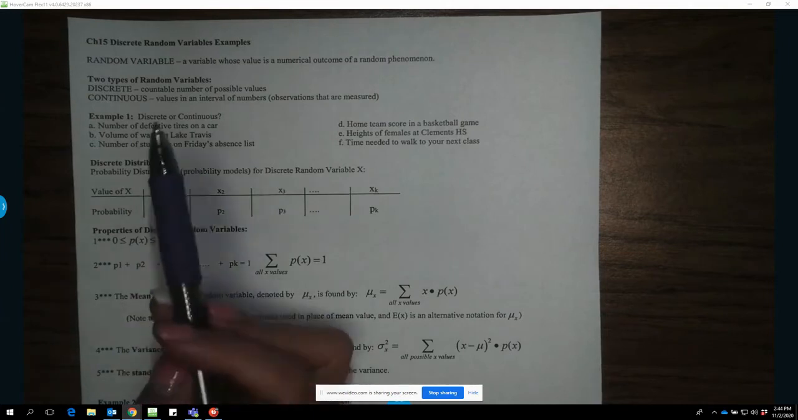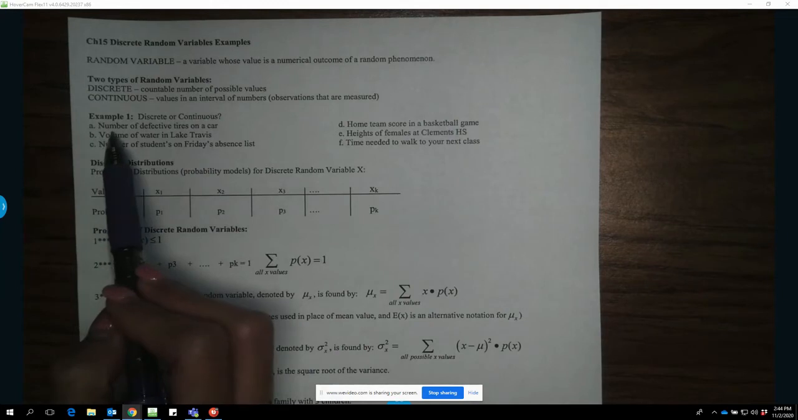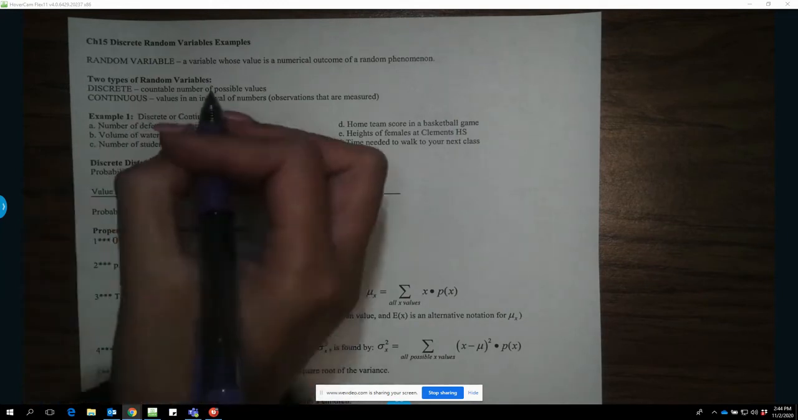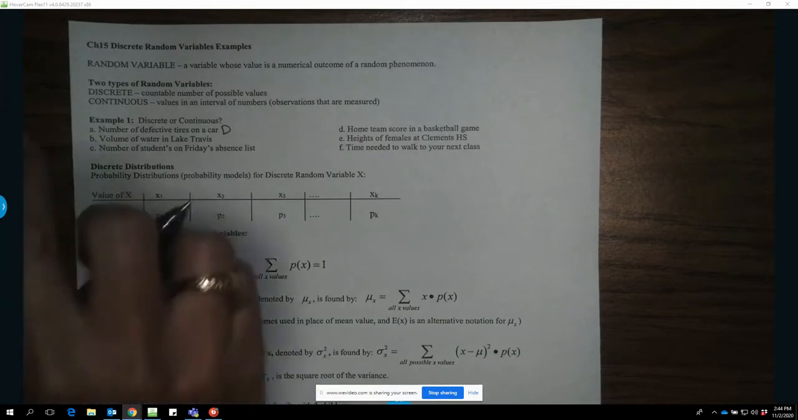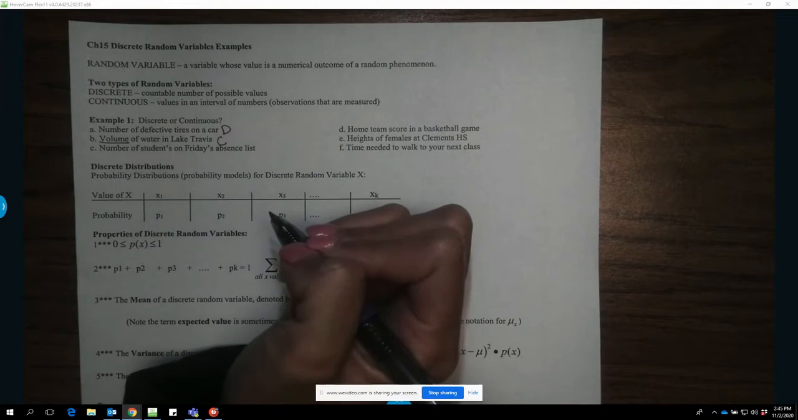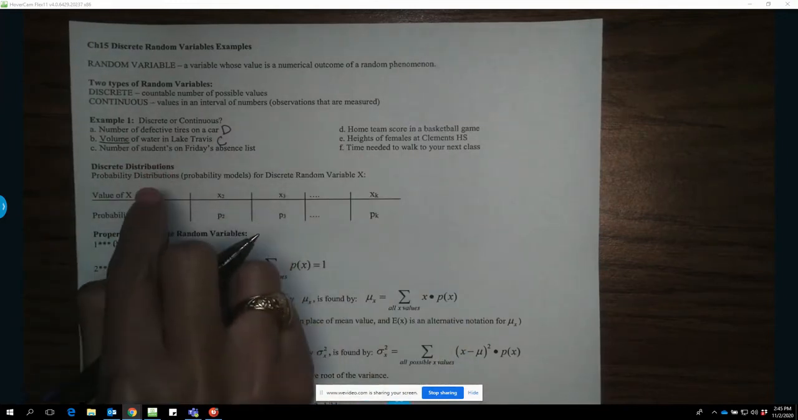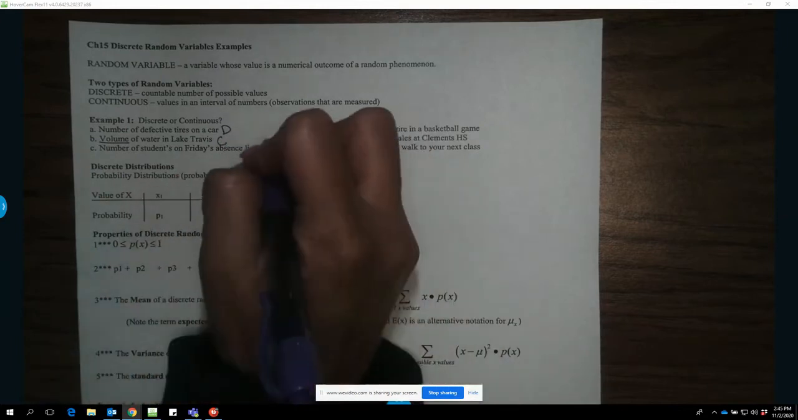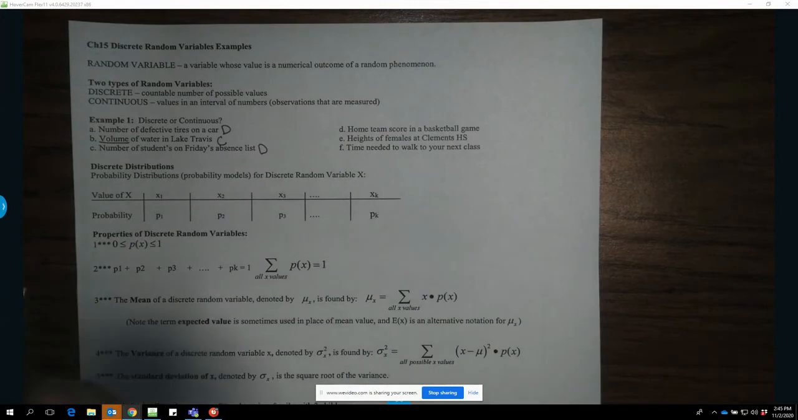So here's a quick example on determining if something is discrete or continuous. Letter A, the number of defective tires on a car, that's going to be discrete because you could only have 1, 2, 3, or 4 defective tires in a car. Letter B, the volume, that's something that you measure. So anything that you measure is always continuous. Letter C, the number of students on the Friday's absence list, that's again discrete because you can only have 1, 2, 3, 4, or 5 students absent.